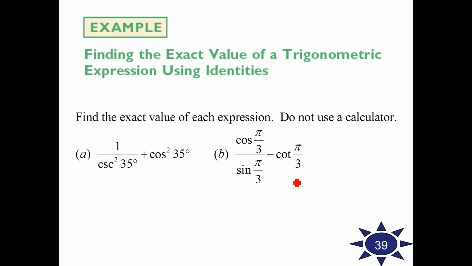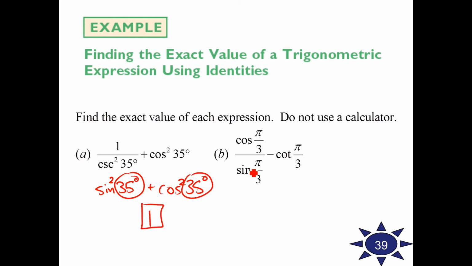Use the fundamental identities to find exact values. Don't need to use our calculator. We know that 1 over cosecant is the same thing as, what's the flip of cosecant? Sine of 35 squared. We put the squared before the angle here. It's sine squared 35 plus cosine squared 35. We know that sine squared theta plus cosine squared theta, as long as the angles are the same, equals 1. What's cosine over sine? This is the same thing as saying cotangent of pi over 3 minus cotangent of pi over 3. That is just 0. All right, so we're just using our fundamental identities to cancel things out. All right, try problem 39.